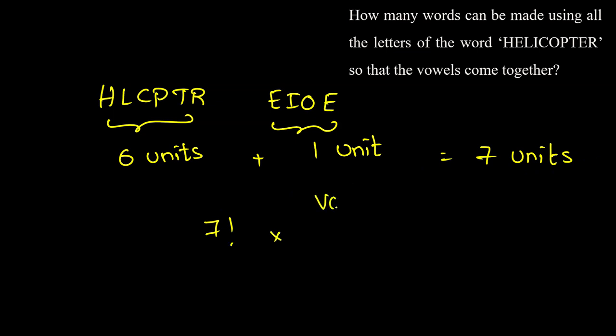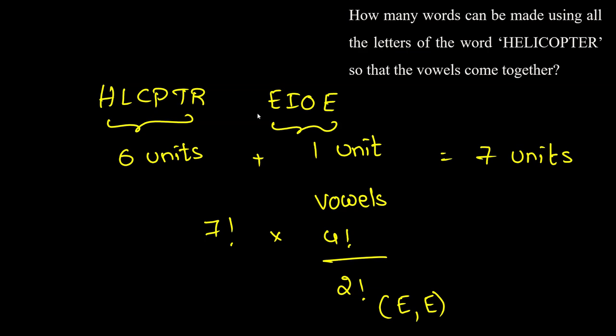Now what about the vowels? There are 4 vowels, internally arranged in 4 factorial ways. So why 4 factorial? The vowels are E, I, O, E. I can start with I. It can be I O E, or it can be I O O I E O. So there are a lot of ways we can arrange. 4 factorial divided by 2 factorial. Why divided by 2 factorial? E's are repeated. In those 4 letters, E is there twice.